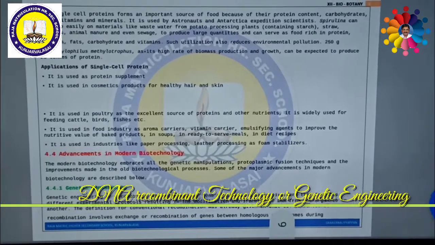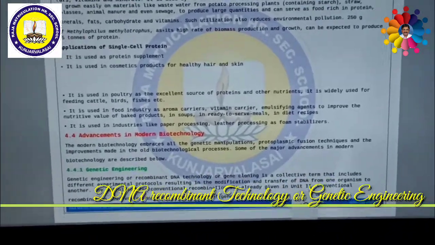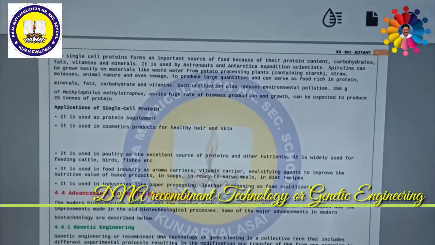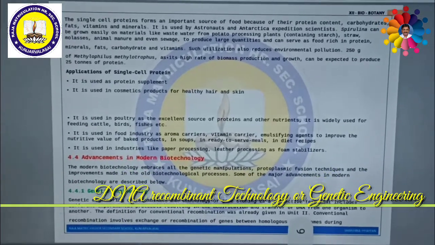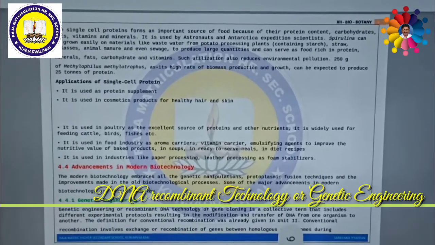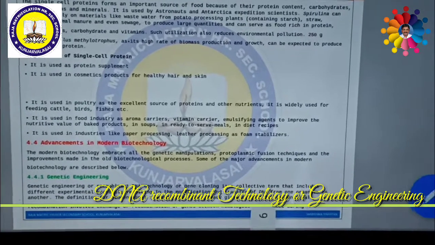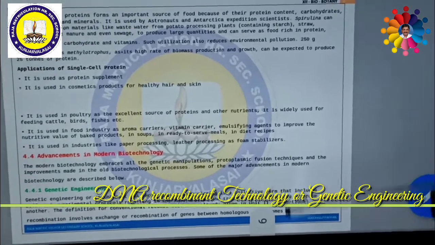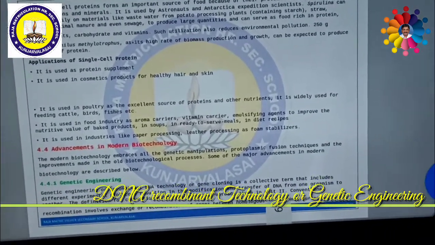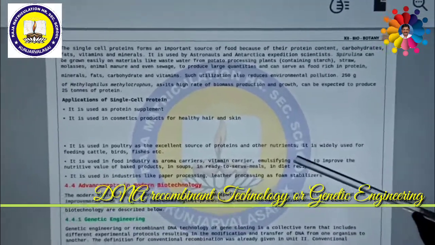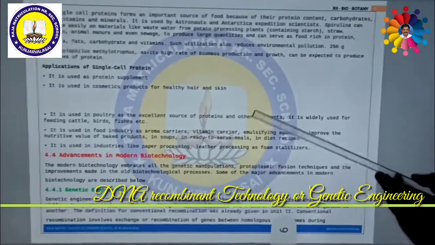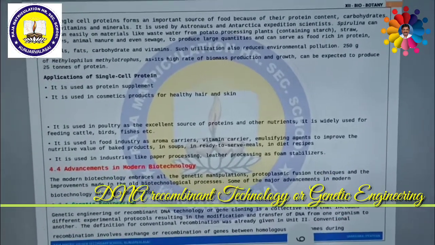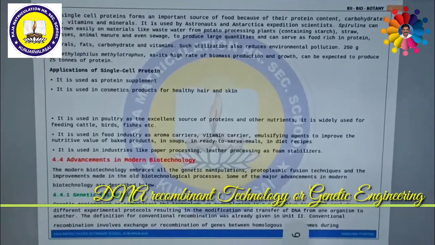Dear students, now we are going to see about genetic engineering. Genetic engineering comes under modern biotechnology. What is genetic engineering? Genetic engineering is nothing but transferring of DNA from one organism to the other organism. Then the other organism will be getting the genetic behavior of the previous one. So this is called genetic engineering or DNA recombinant technology or gene cloning.